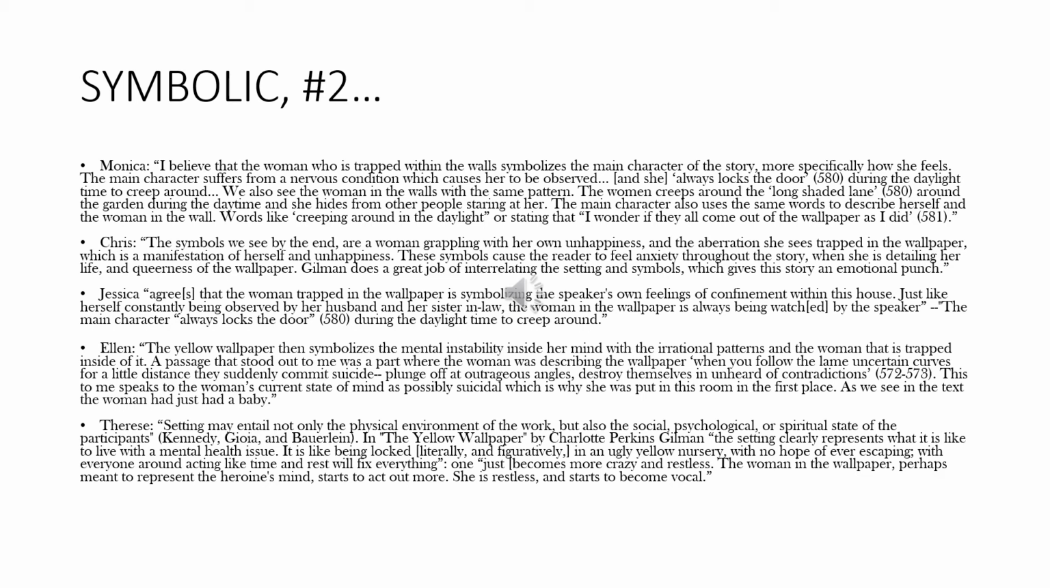A passage that stood out to me was a part where the woman was describing the wallpaper, quote, when you follow the lame on certain curves for a little distance, they suddenly commit suicide, plunge off at outrageous angles, destroy themselves in unheard of contradictions. This, to me, Ellen writes, speaks to the woman's current state of mind as possibly suicidal, which is why she was put in this room in the first place. As we see in the text, the woman just had a baby, and postpartum, we know what that is. A postpartum episode is one of the ways to explain what's going on in the story.